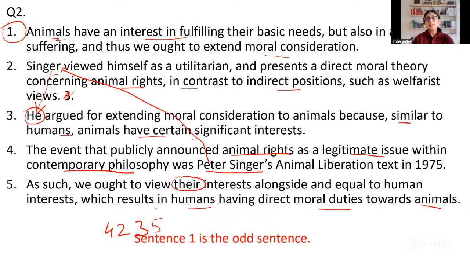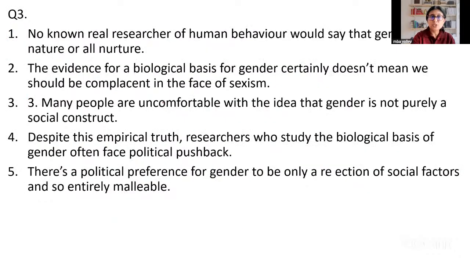Let's check our answer. Yes, sentence 1 is the odd sentence. I hope you have understood the reason. The theme of the passage is animal rights and moral obligations that humans have towards animal. This is the basic theme of the paragraph. And the correct sequence would be 4, 2, 3, 5. Okay, let's move to the next question.